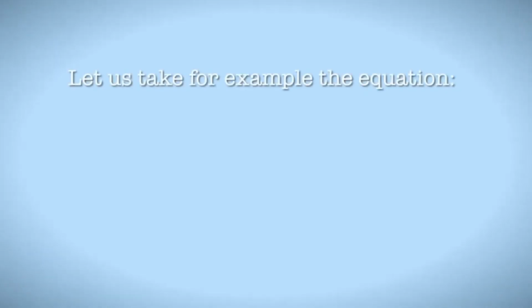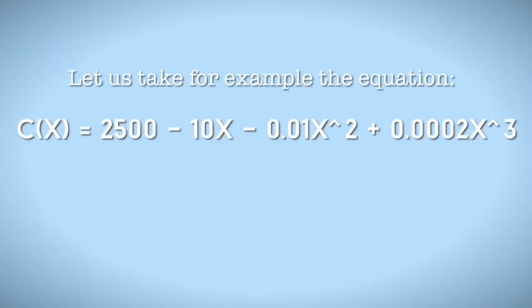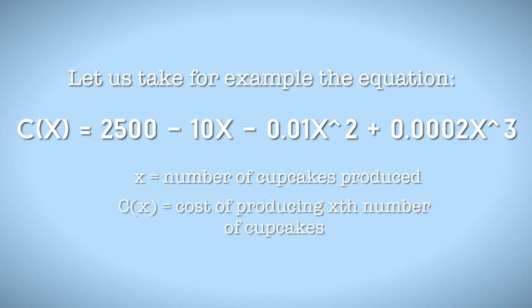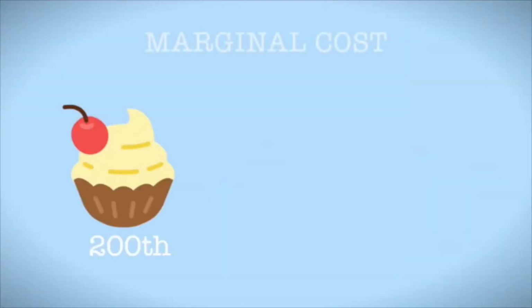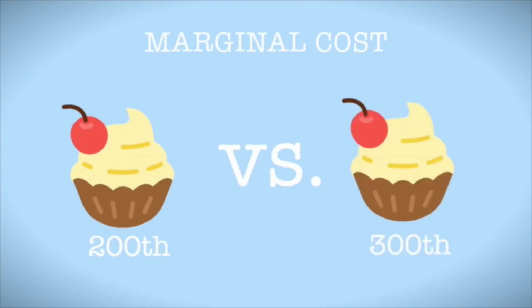Let us take for example the equation C(x) equals 2500 minus 10x minus 0.01x squared plus 0.0002x cubed, where x is the number of cupcakes produced and C(x) is the cost of producing x cupcakes. If you want to figure out the cost of producing the 200th cupcake, you cannot simply substitute 200 into the equation, because that is the cost of producing 200 cupcakes and not the 200th cupcake. You want to compare the marginal cost of producing the 200th cupcake and the 300th cupcake in order to figure out how many cupcakes you should produce to gain more revenue.